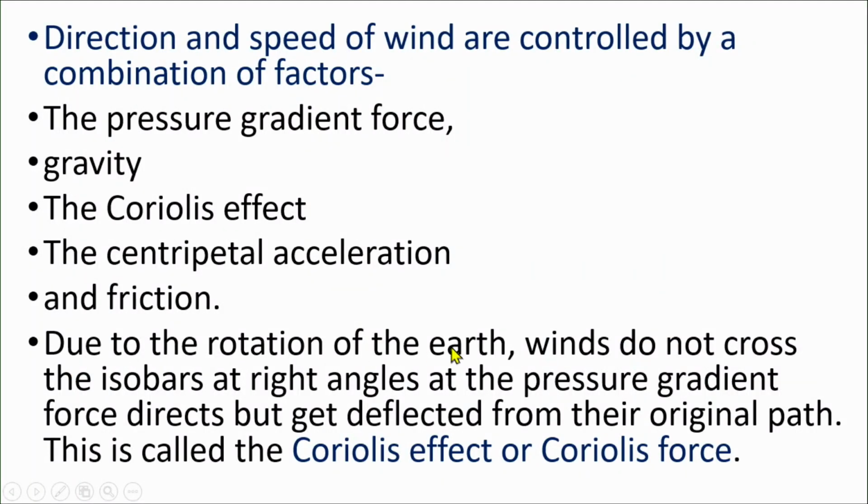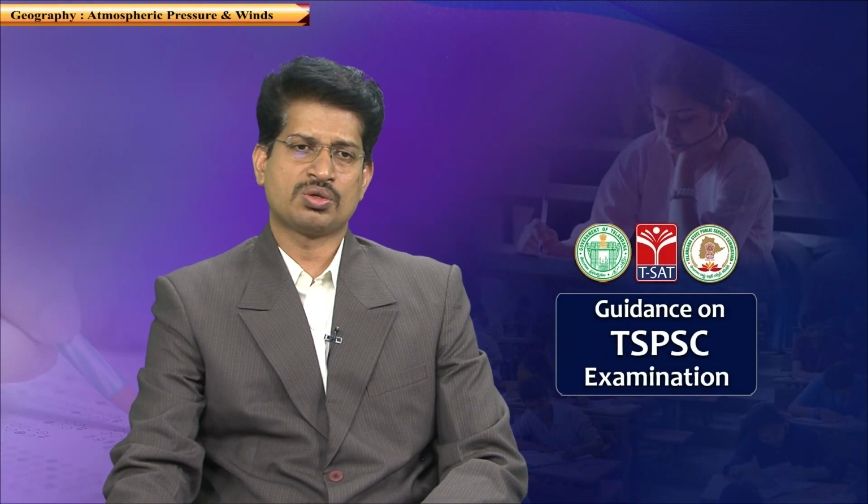Due to the rotation of the earth, winds do not cross the isobars at right angles to the pressure gradient. Isobars are lines joining points having the same atmospheric pressure. So the winds get deflected from their original path. This is called the Coriolis force, or it is also known as the Coriolis effect.